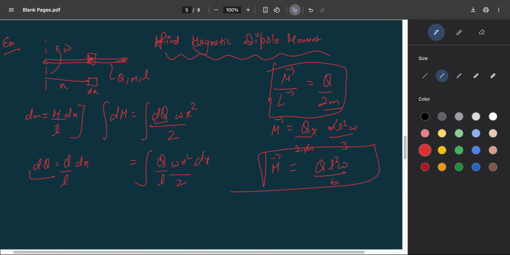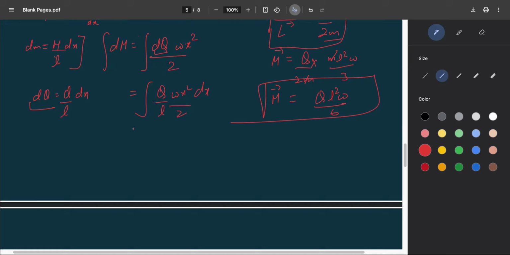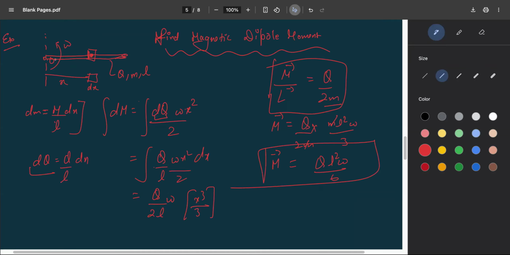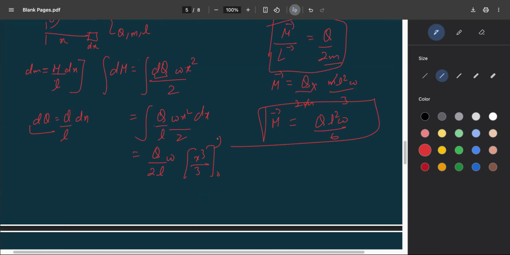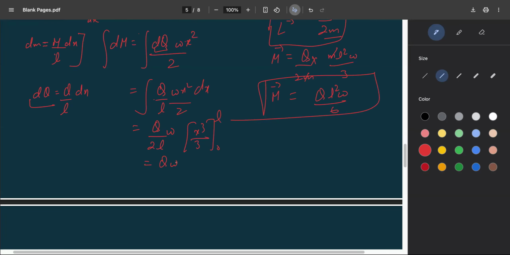Okay, so yeah, sorry, there's an L. When you integrate it, I'll just give you the complete value: q omega by 2L integrated, x cube by 3. From where to where are you going? You are going from 0 to L. So this becomes q omega, x cube, instead L cube, divided by 2L. This becomes 6, 2 into 3. So you have got q omega L square divided by 6. Isn't it the same?